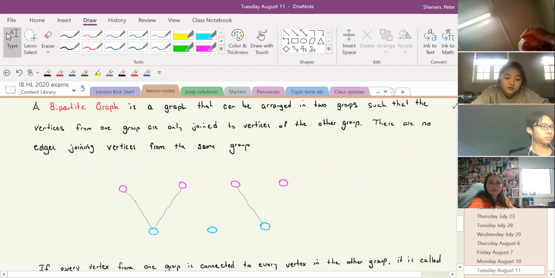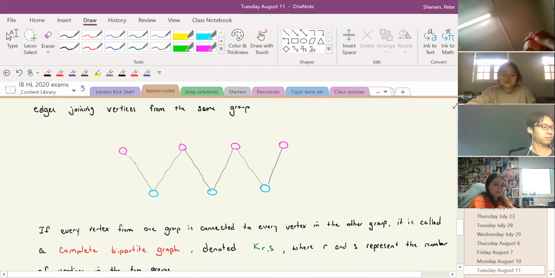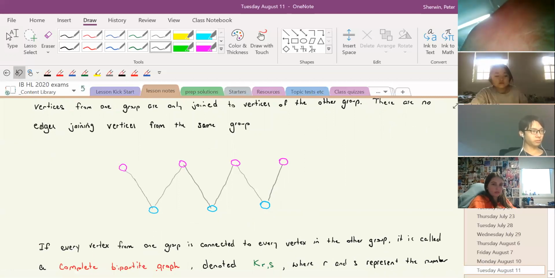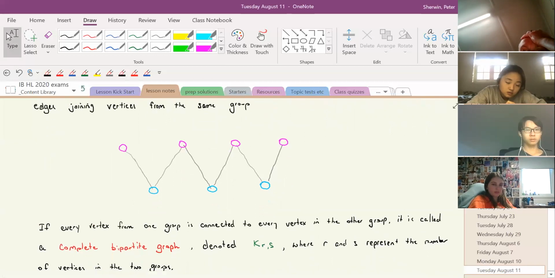We could put more edges in. Right, so this is okay. This is okay. This is okay. Now, that's bipartite. That's cool. But we just can't do this. That's not bipartite anymore.